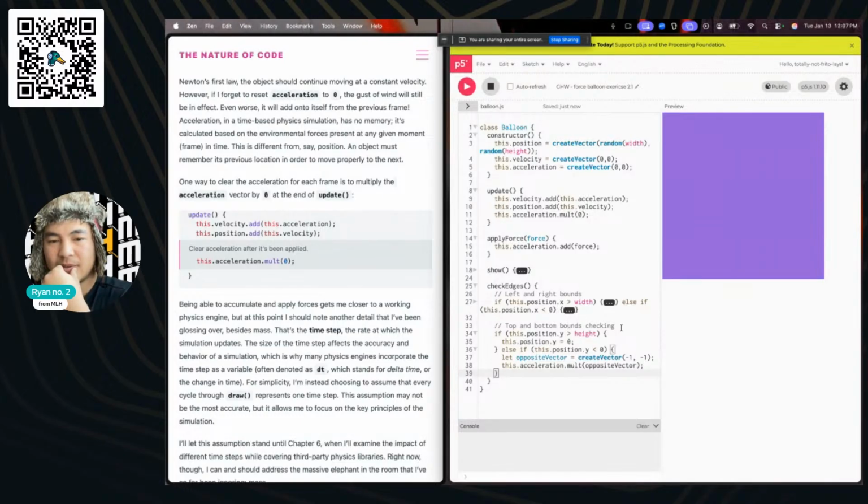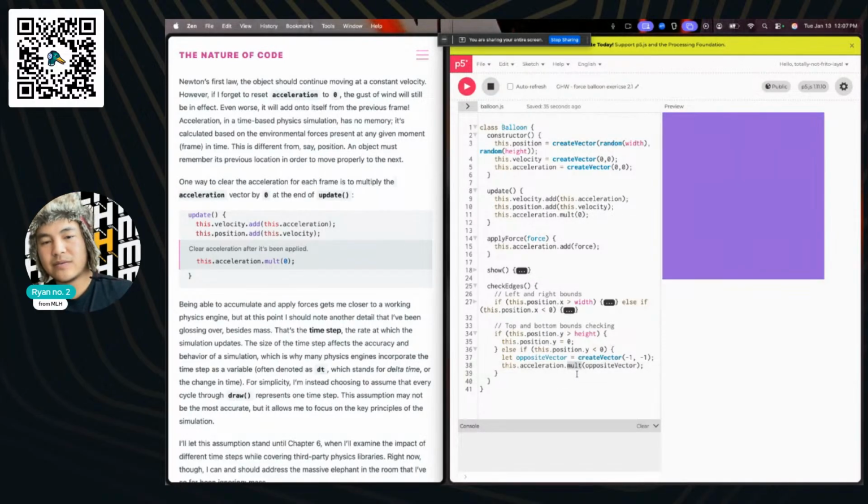Top and bottom bounds checking. If this dot position dot y is greater than height, that's the one where if it starts off too low down here, then we would pop it off at the very top. Start it off at the top. And then if it is less than 0, that means it's gone over the top. So then we have our opposite vector, and that didn't seem to work.